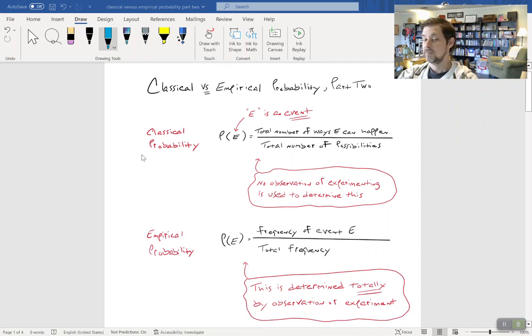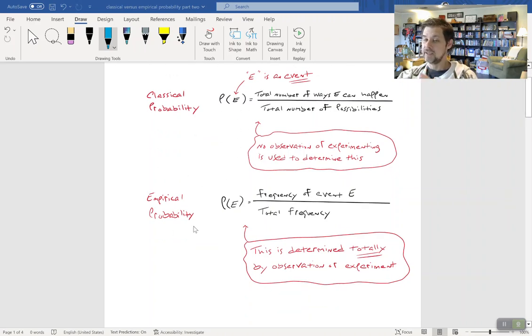Now, in classical probability, we find the probability of event E as the total number of ways that that event can happen over the total number of possibilities. But there is no observation or experiment in determining this. So if I'm going to figure out how many ways this event E can happen, I do that totally in my head. It doesn't rely on anything that actually happens, okay? And I'll give you an example of that in a minute. It's like no observation, no experiments, just thought. So think of classical probability as just thought, okay?